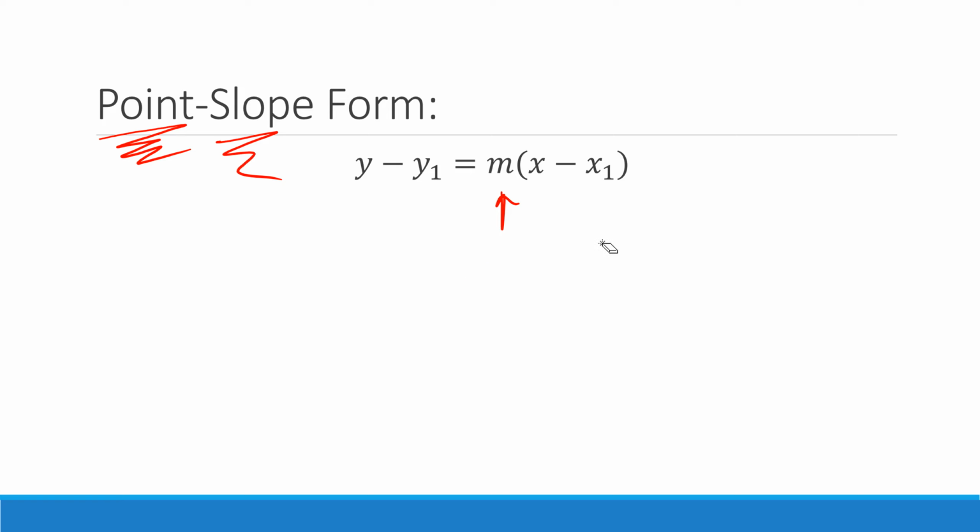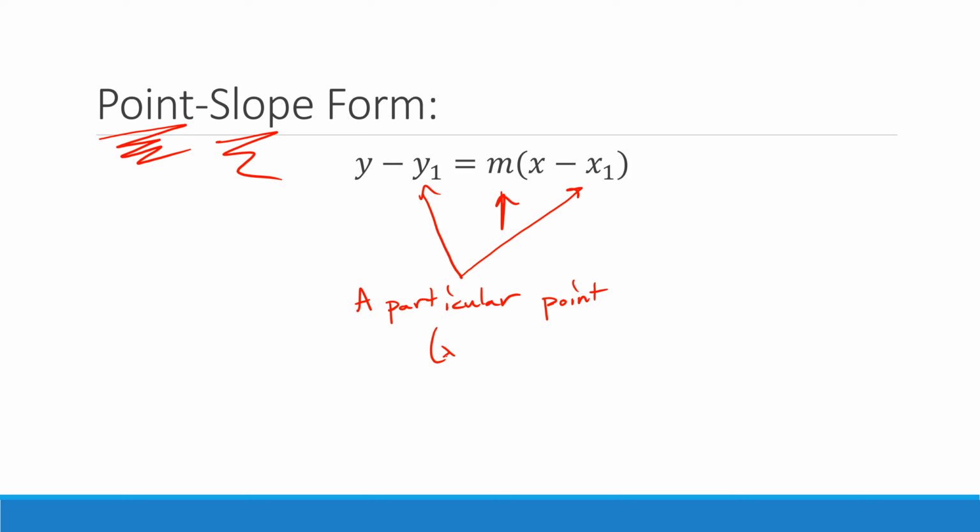So first of all, this is a format you do need to memorize. We need to memorize y minus y1 equals m times x minus x1. Very, very important. We know that the m is slope. This y1 and this x1 are a particular point. A particular point on the line. It doesn't have to be the y-intercept. It can be any point.